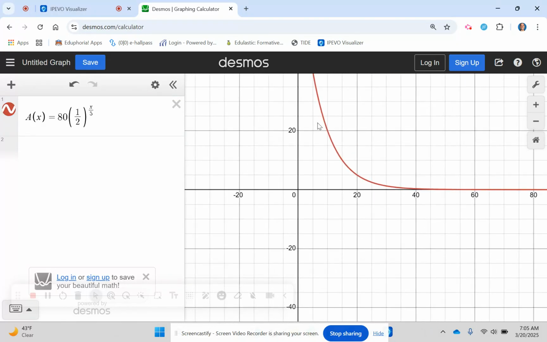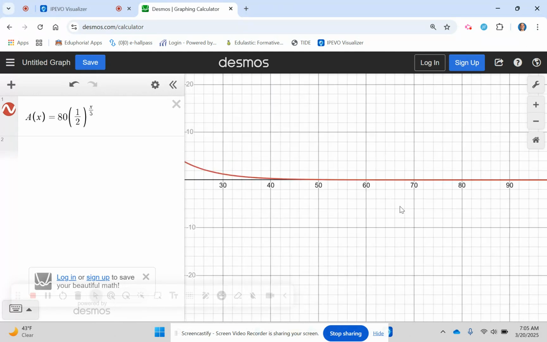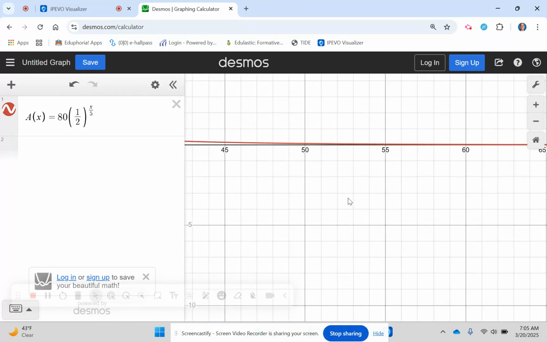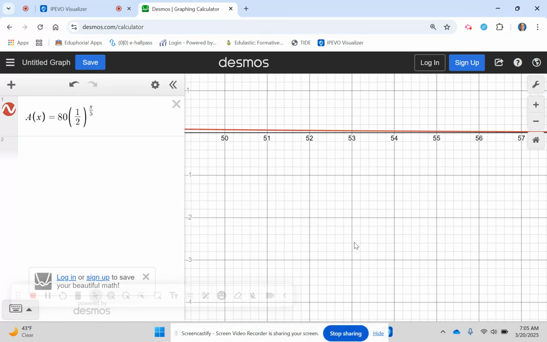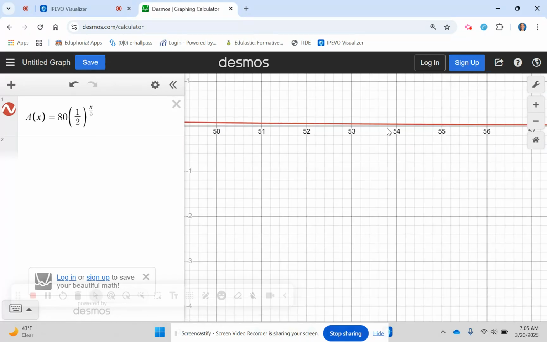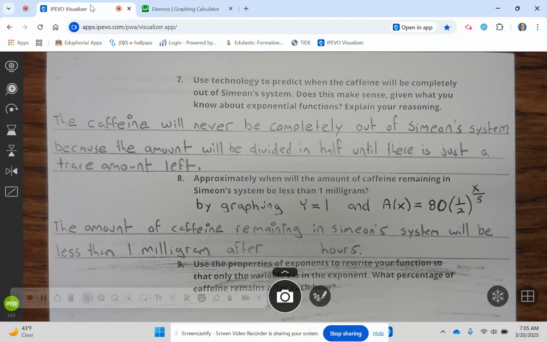Now you can see the caffeine is decreasing, and it's decreasing, but when you zoom in, it looks like it hits 0, but it gets very close, but it never touches 0. So because of that, the caffeine will never be completely out of Simone's system because the amount will be divided in half until there is just a trace amount left.